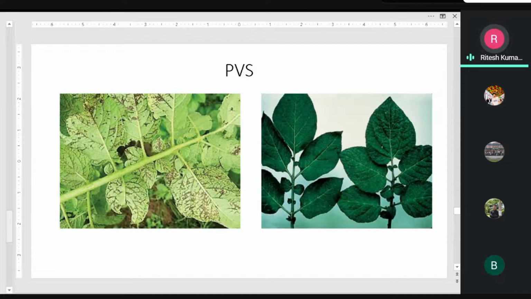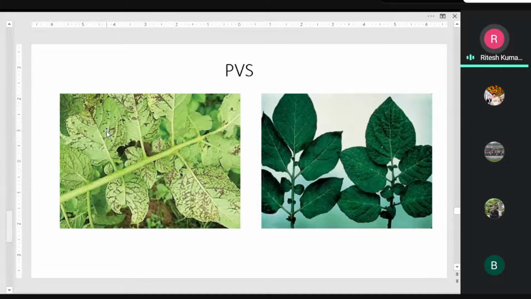So in the necrotic strain, this venal necrosis is very prominent. Of course, there is mild mosaic. PVS, which is also sometimes called PVS1, for your information. In this case also the leaves become brittle and leathery. There may be crinkling of the leaves, there may be mosaic, but this is another important symptom.